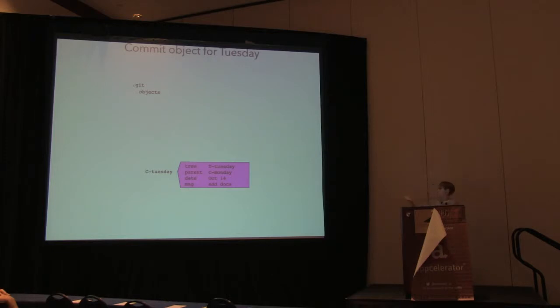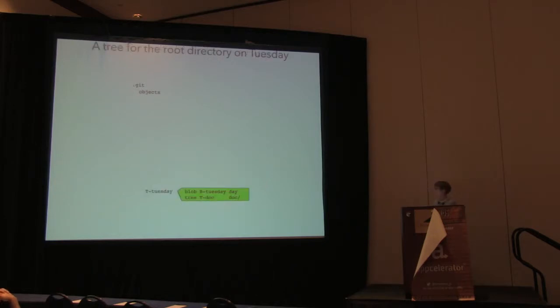Now we understand this a little better because tree is t-Tuesday for the tree that we haven't created yet, but we're about to. Parent is c-monday because that's the parent of this commit, the commit we did a second ago. Then we've got a date and a message. And then finally, we need one more tree to complete this, and that's a tree that represents the new state of the repo on the Tuesday commit.